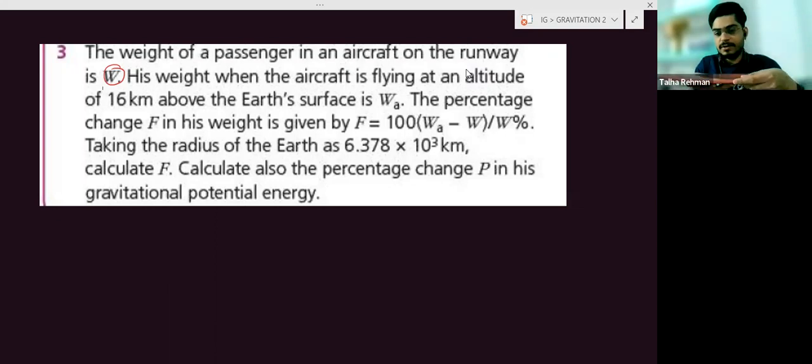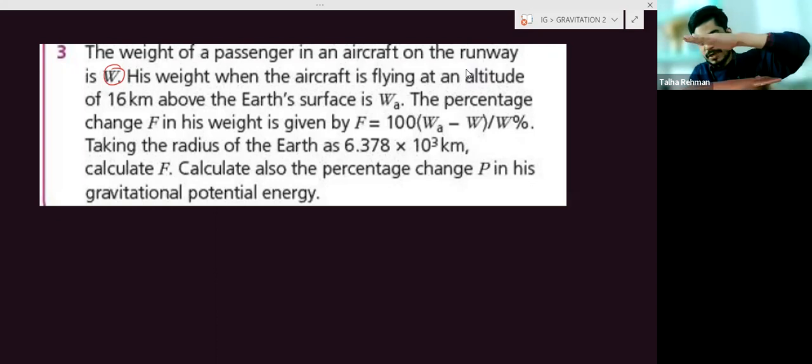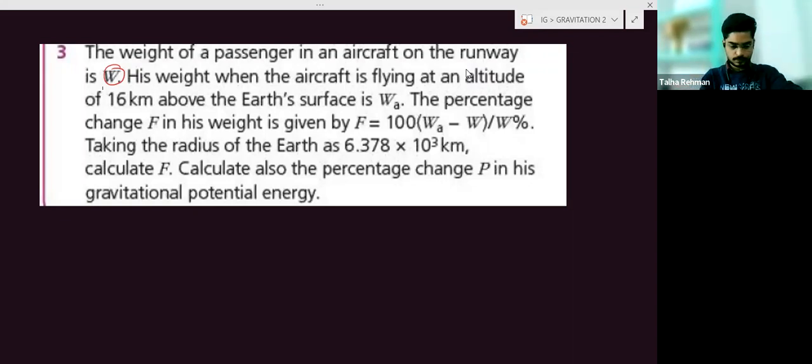This is the runway, and here is the aircraft. The aircraft is running like this, and after some time it will move and attain some height. So on the surface of the earth, the weight of the passenger is W, and when the aircraft is at a height of 16 kilometers, the weight of the person is given as WA.